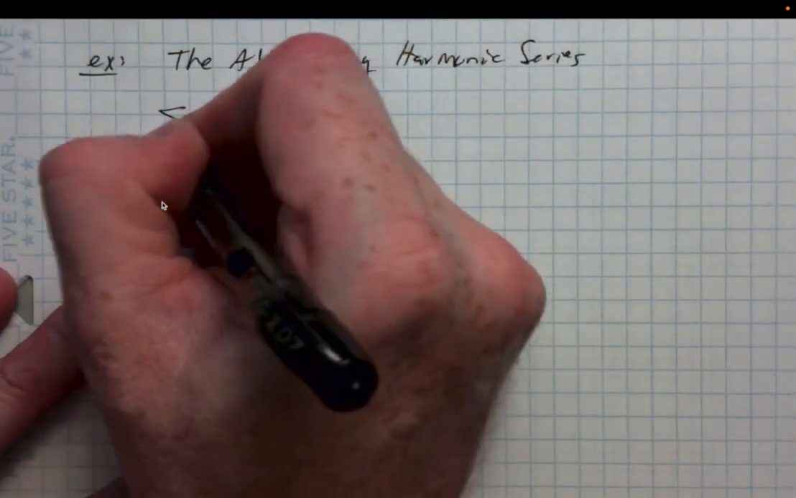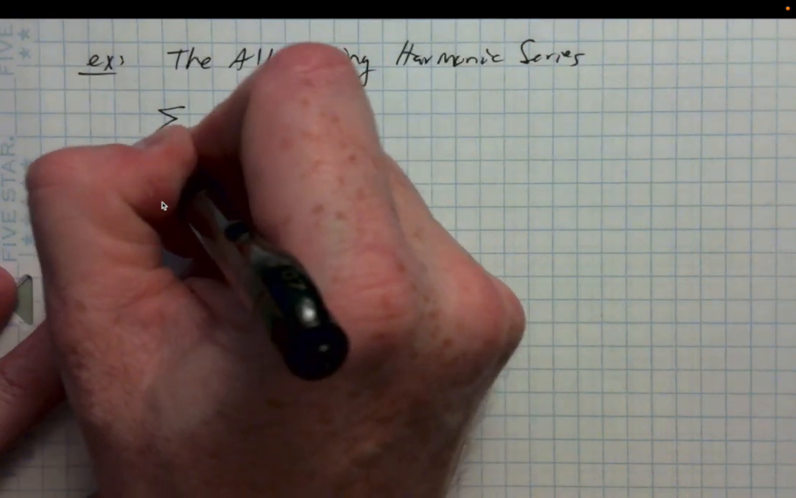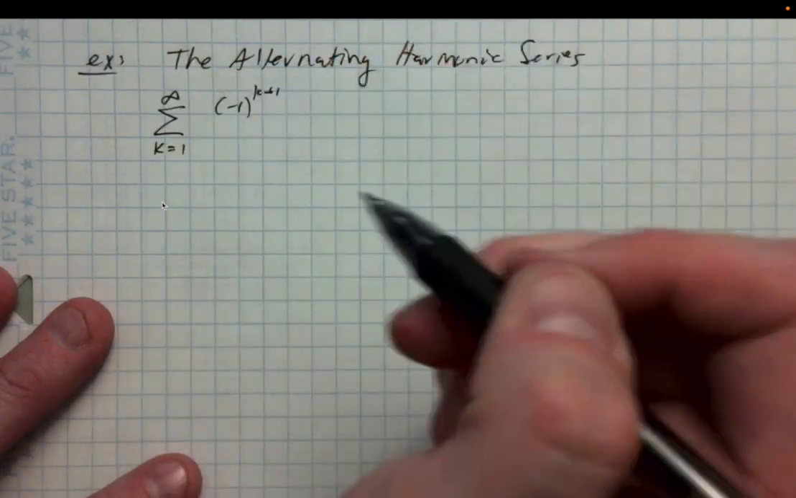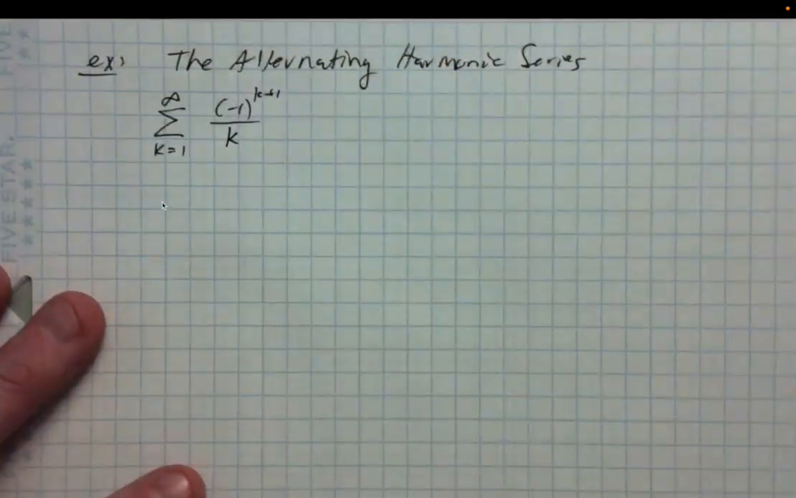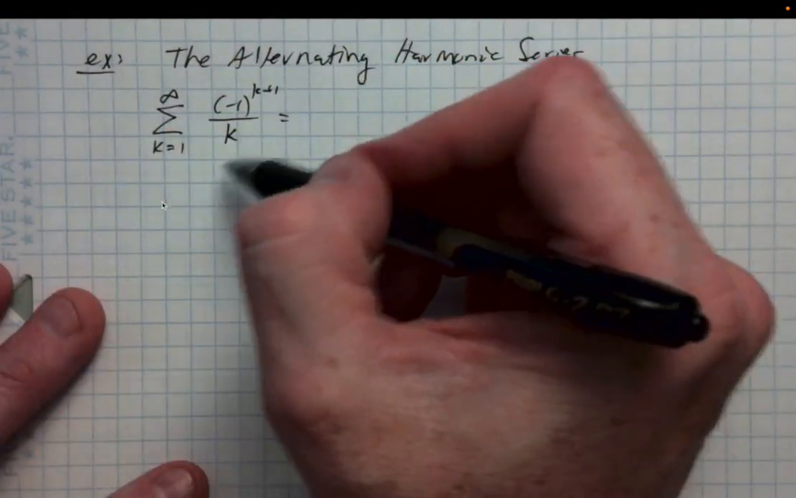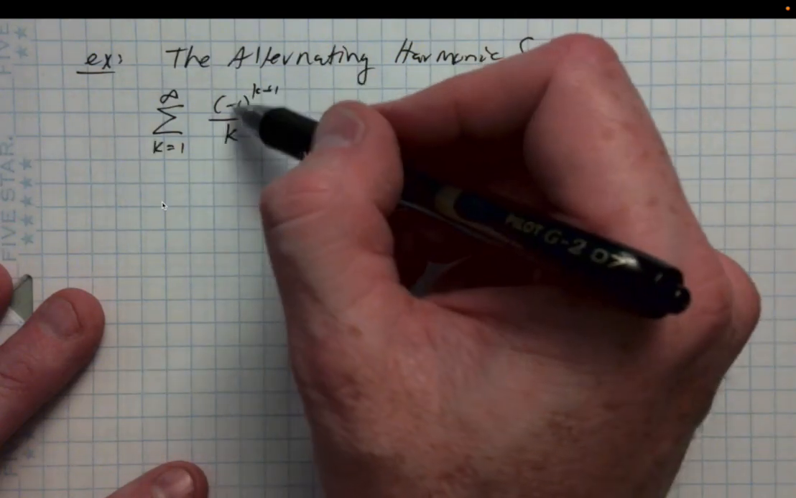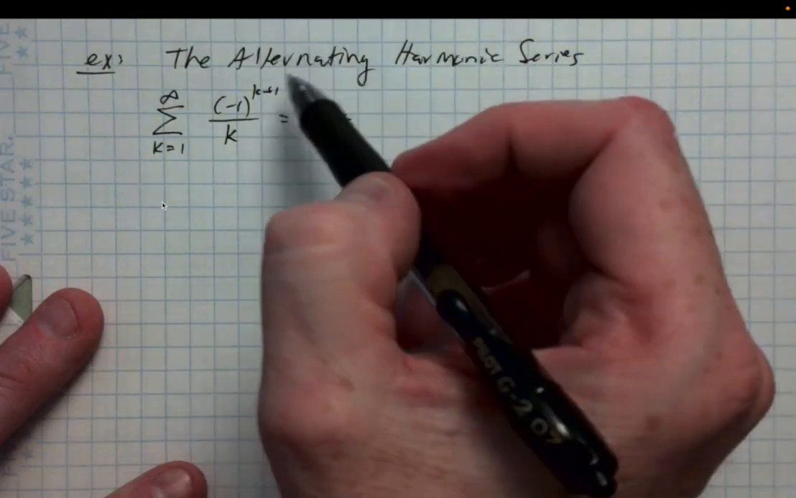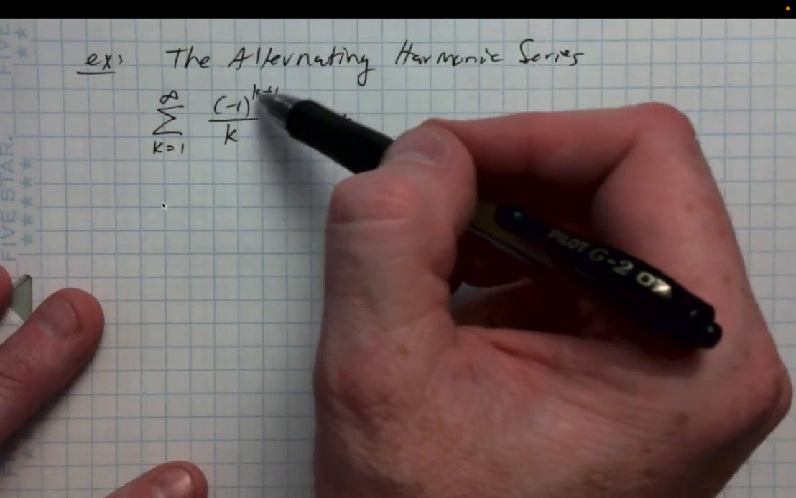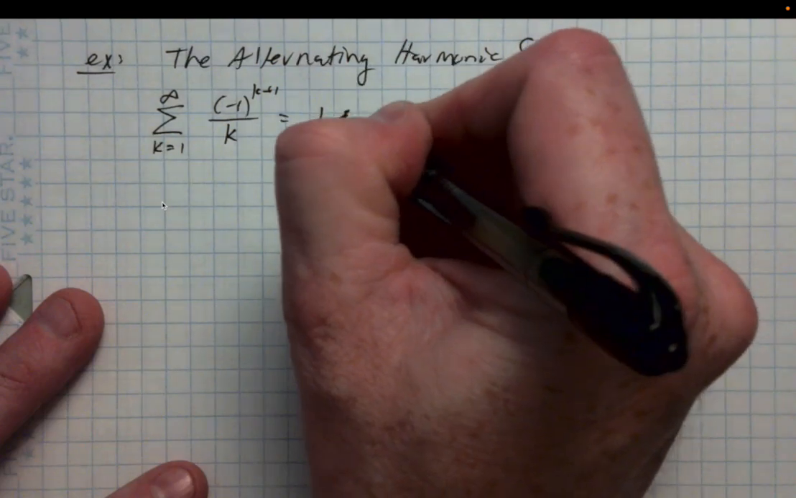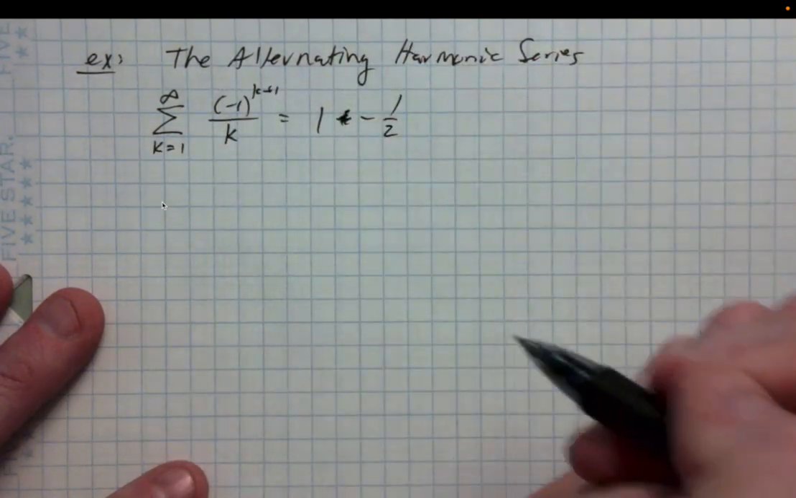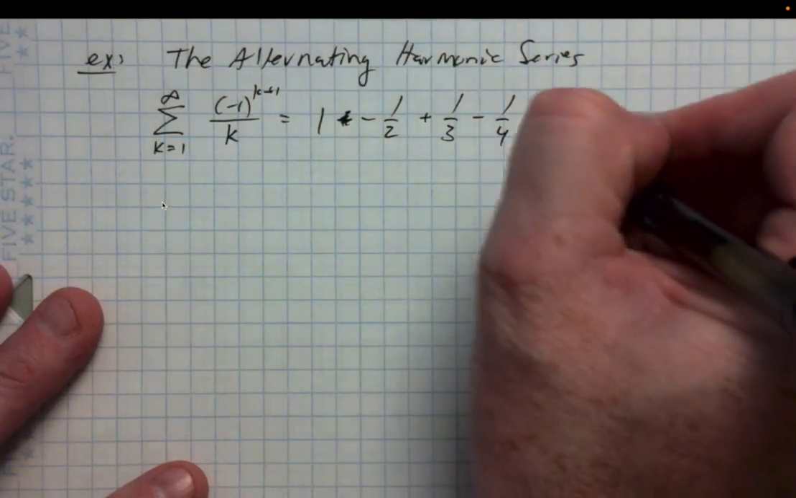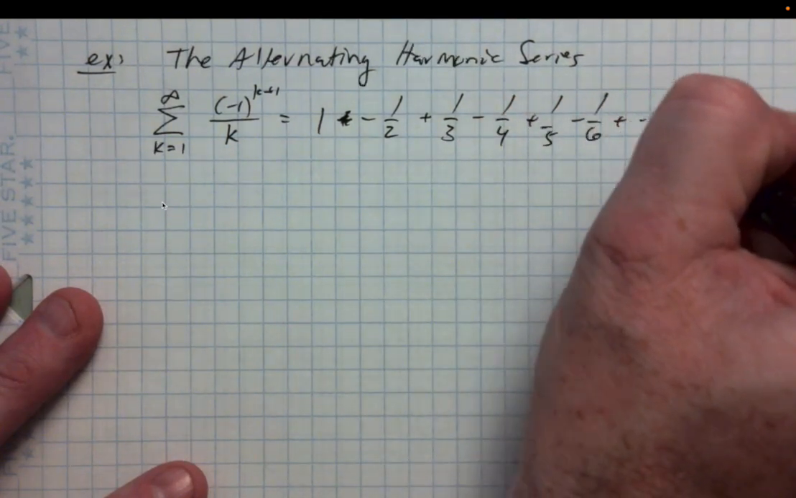Okay, so consider this guy. The sum as k goes from 1 to infinity of -1 to the k plus 1 power over k. When k is 1, this will be -1 squared, which is 1 up top, and then 1 on the bottom, so just 1. When k is 2, it'll be -1 to the 3rd power, so it'll be minus 1/2, and then plus 1/3 minus 1/4 plus 1/5 minus 1/6 plus dot dot dot, and so on.